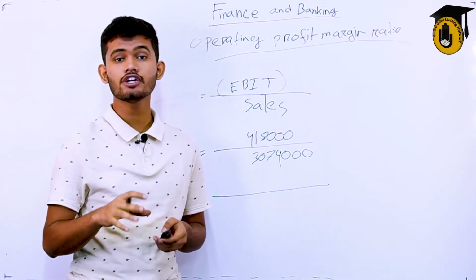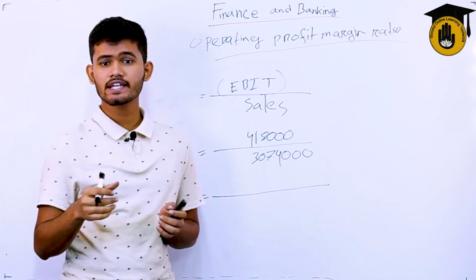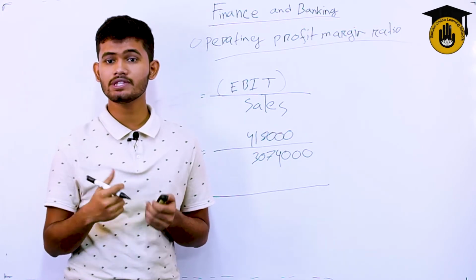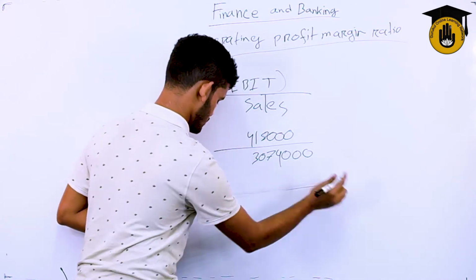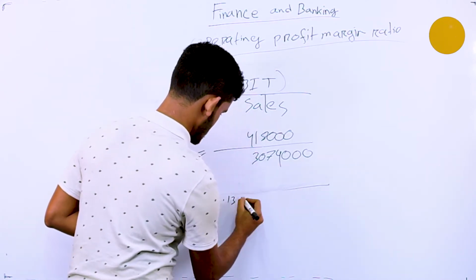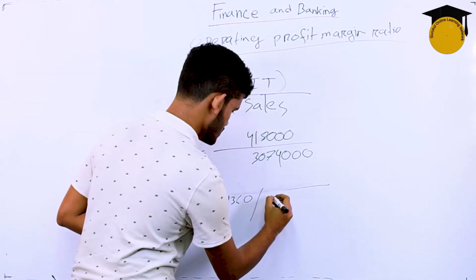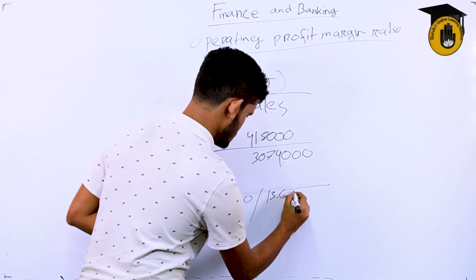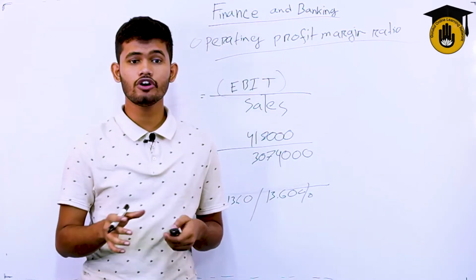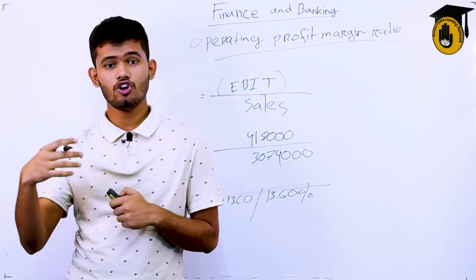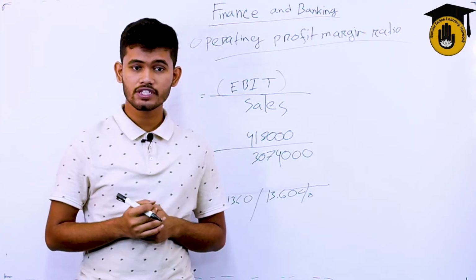We'll break it down to a decimal. If you just break it down simply, we'll get a point of 1360. That will be 13.60, or 13.60% for each sale remaining after all the costs. So let's hop on to the next one.